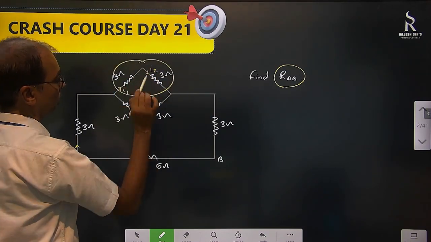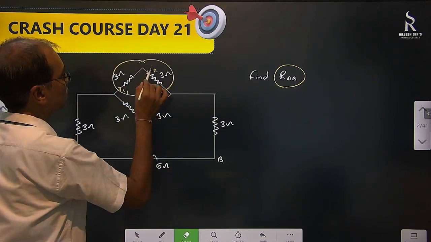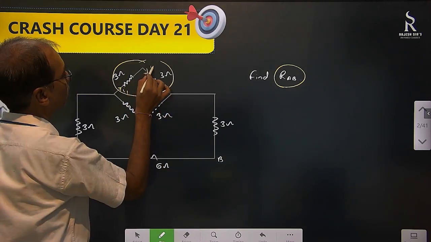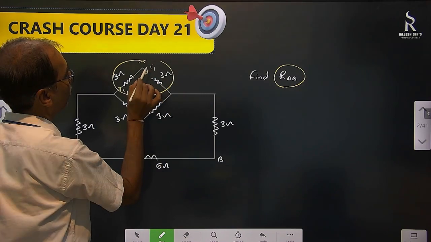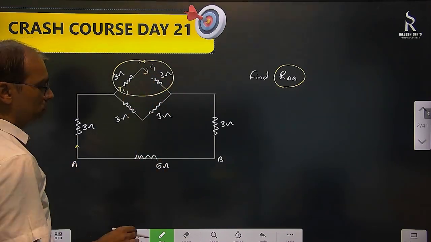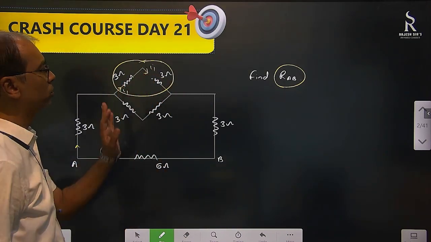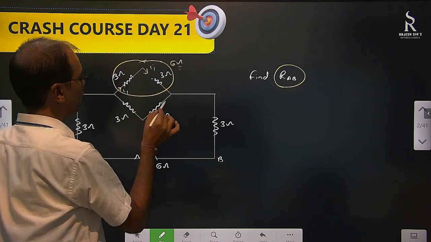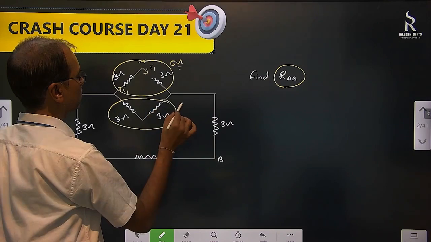Sorry, this is I2 I have written, this is I1. The current which is going here is also going here. So this is in series, so net resistance here is 6. Exactly the same thing is here. This is also 6.